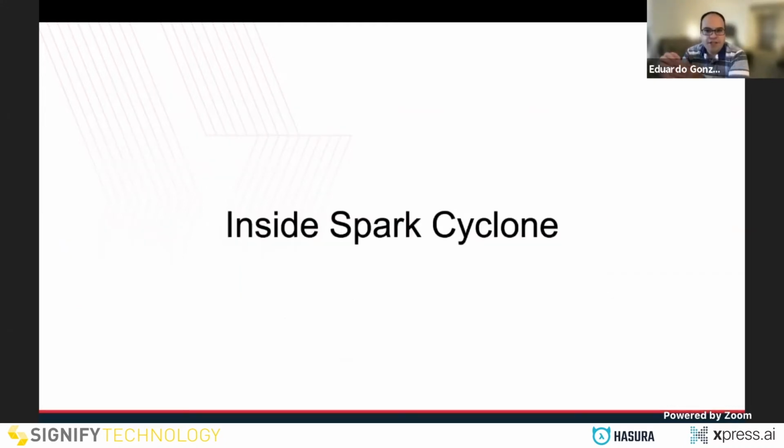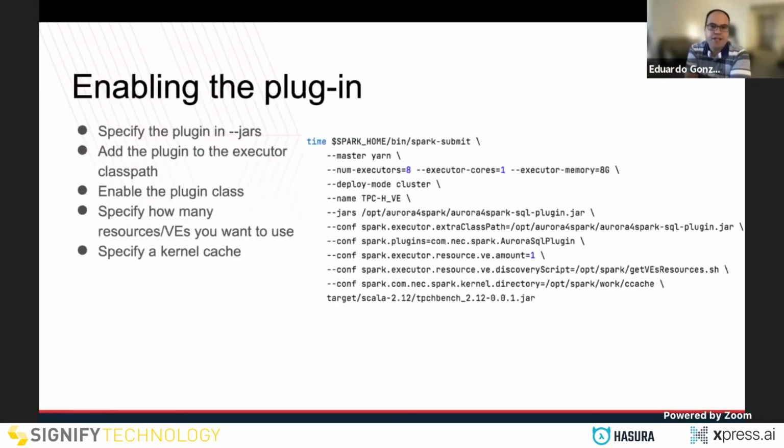So now let's go into Spark Cyclone and how it works. Enabling the plugin is very simple. Once you have the plugin, the old name is Aurora for Spark, but we've changed it to Spark Cyclone. You just set it in the class path of the executors, because we do need it on the executors. You add it into the jar files of the driver, and then you enable the plugin. And then finally, you can tell Spark or Yarn, depending on how you're doing things, how many vector engines you want to use, right? You can say 1 or 8 or 64, however many you have. And then finally, you can specify a cache directory for kernels.